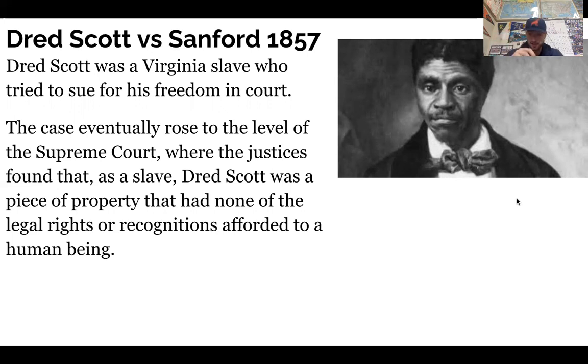Where the justices found that as a slave, Dred Scott was a piece of property. And this is important, I'm going to double back to this. That had none of the legal rights or recognition afforded to a human being.